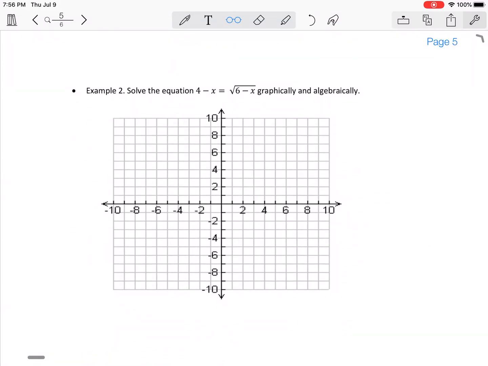Okay, let's look at another one. This one's a little bit different because you've got variables on both sides. So what you would do here is graph both of these at the same time. What we're looking for is where the two lines intersect. The intersection point is your solution. So again, let's use Desmos to figure that out.